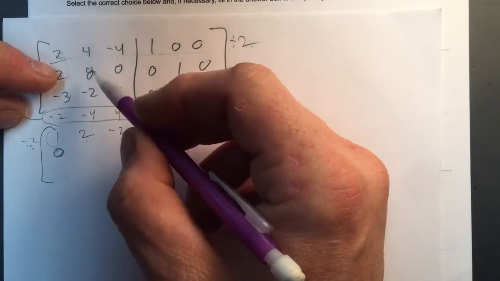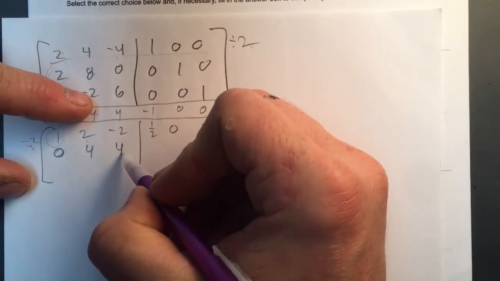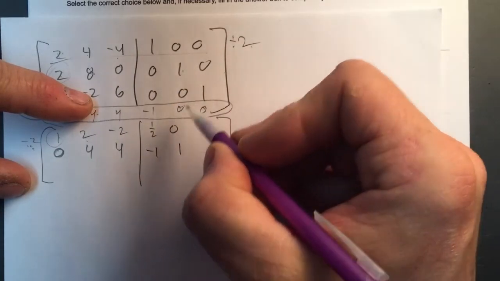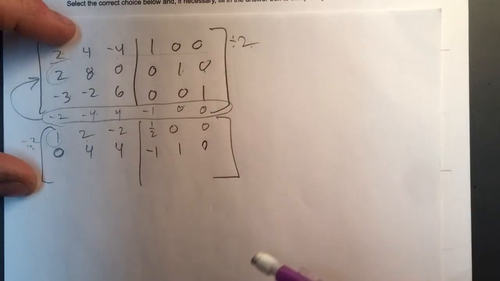Now I got to do the rest of them. So 8 plus -4 is 4. 0 plus 4 is 4. 0 plus -1 is -1. 1 plus 0 is 1. 0 plus 0 is 0. Okay, and there we go.